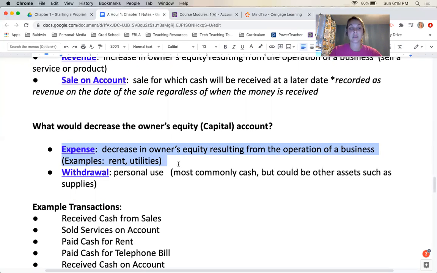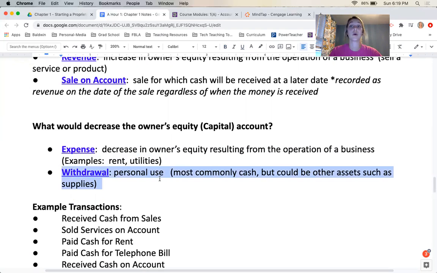A decrease in owner's equity resulting in the operation of business, so day-to-day things, is just an expense. Another way that owner's equity could go down is if the owner personally takes money out of the business. Most commonly it is cash. Sometimes we'll see assets that have been liquidated or sold off, so then the owner reaps that cash and benefits. Okay, so a withdrawal is just when the owner takes money out of the business.